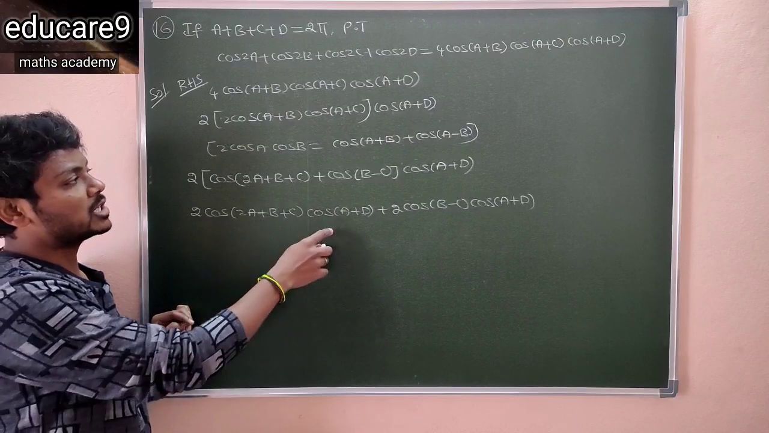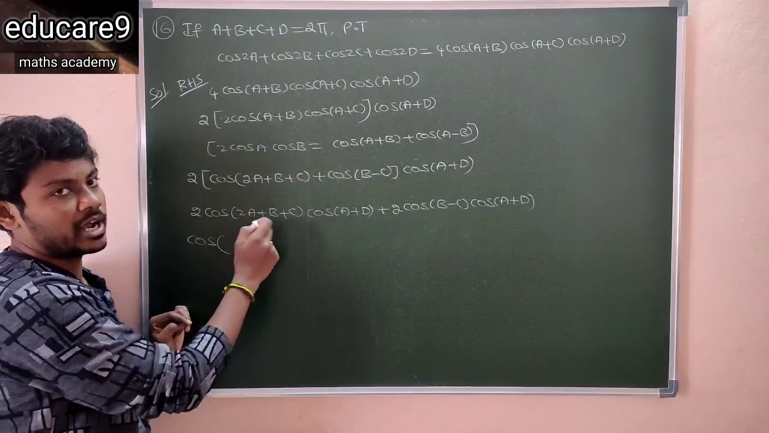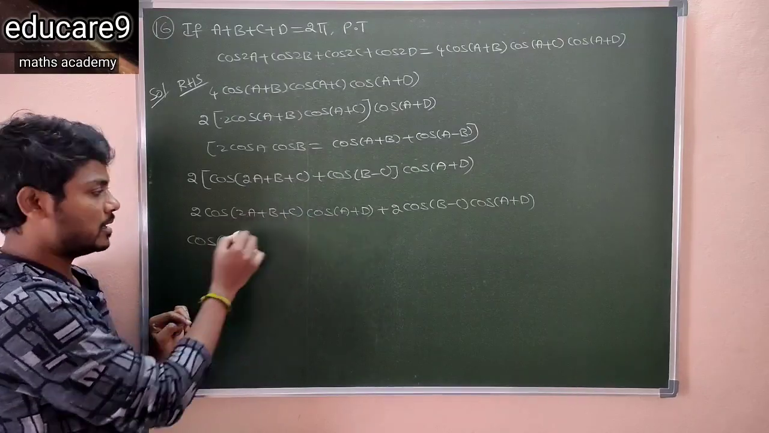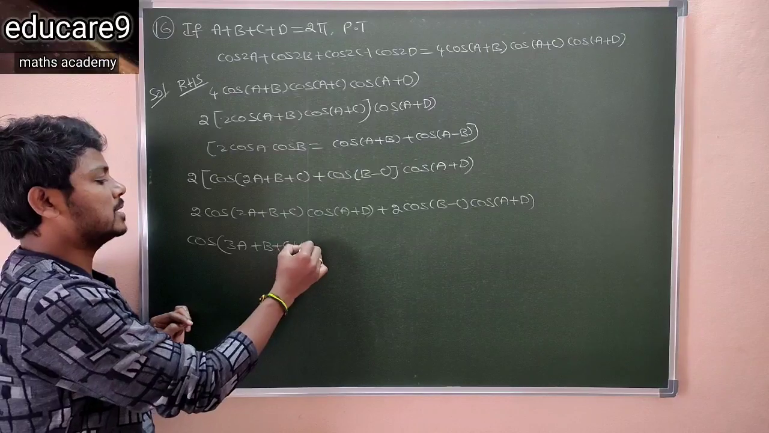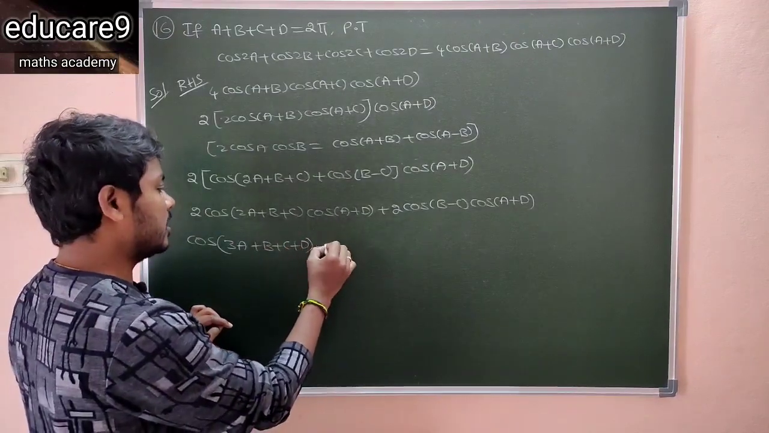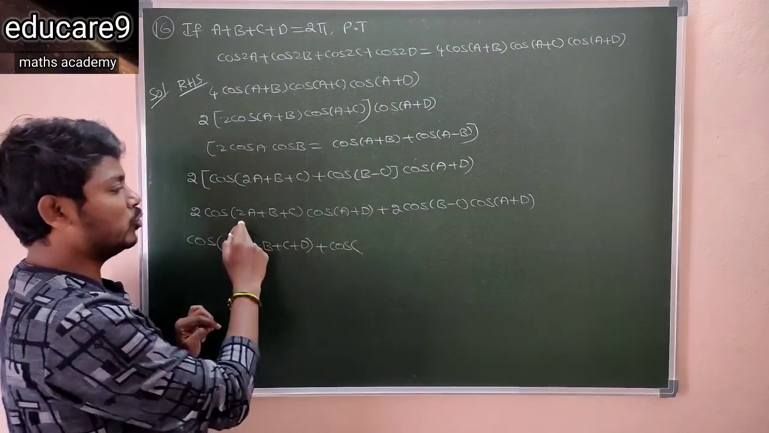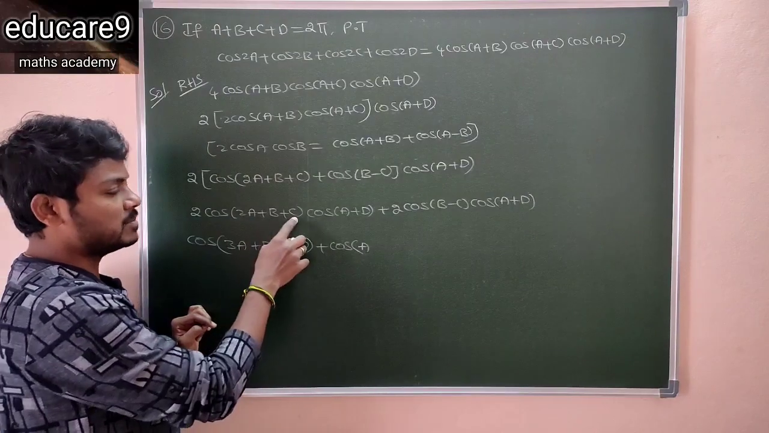Now again apply 2 cos A cos B formula. So this is cos of A plus B. We have to add these two: 2A plus A. So A plus B plus C plus D. And subtract these two. So what you get? Plus cos of 2A minus A, next plus B plus C.